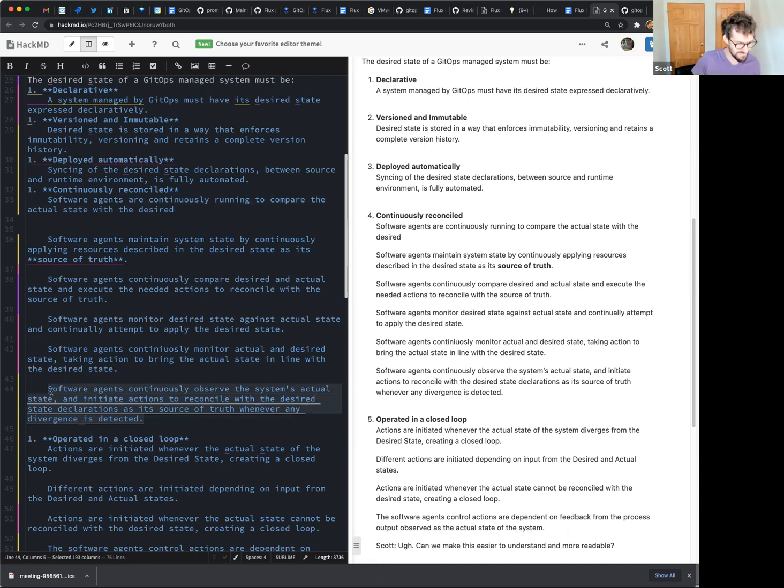Yeah. Damn. So maybe. All right. How does this last one sound? Software continuously observe the system's cycle state. I think that's an accurate representation of what the agents should be doing.